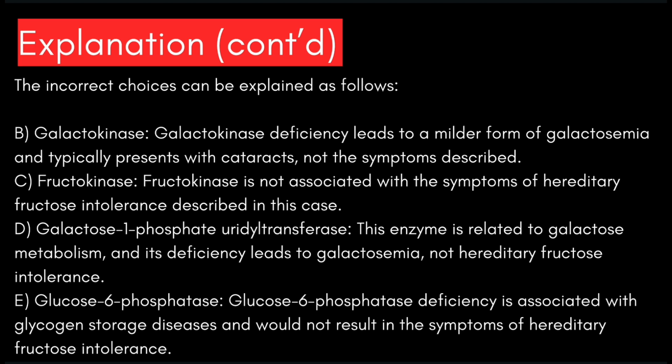Galactose 1-phosphate uridyl transferase. This enzyme is related to galactose metabolism, and its deficiency leads to galactosemia, not hereditary fructose intolerance. Glucose 6-phosphatase. Glucose 6-phosphatase deficiency is associated with glycogen storage diseases and would not result in the symptoms of hereditary fructose intolerance. Now, that's all we have for sugar disorders, guys.